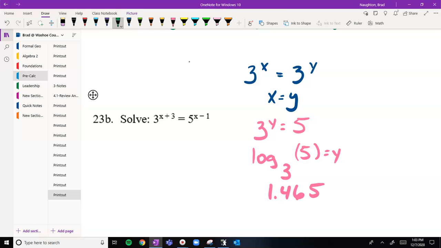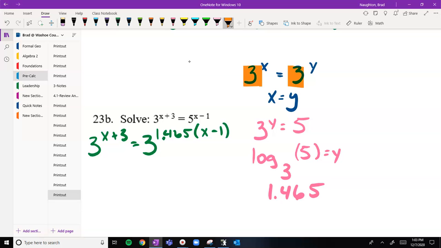So I'm going to rewrite this as 3 to the x plus 3 is equal to 3 to the 1.465, and then I had an x minus 1. So now, just like we did up here when they were both 3s, here they're both 3s. And so I can go ahead and say that this is going to be x plus 3 is equal to 1.465, and then x minus 1. So I would get all of my x's together.